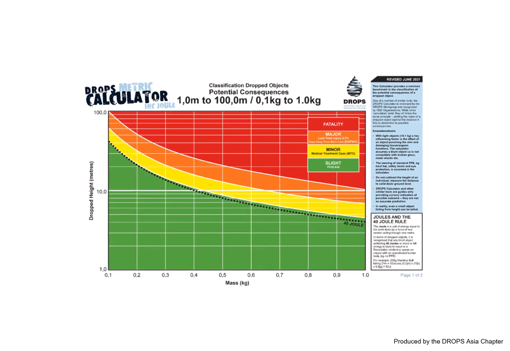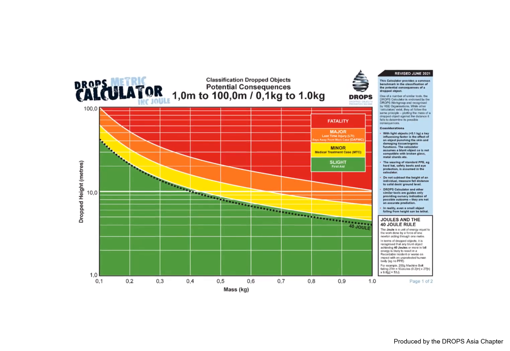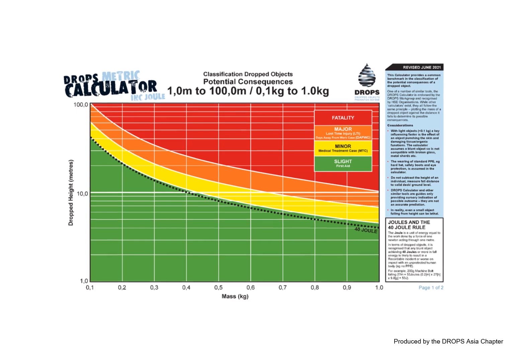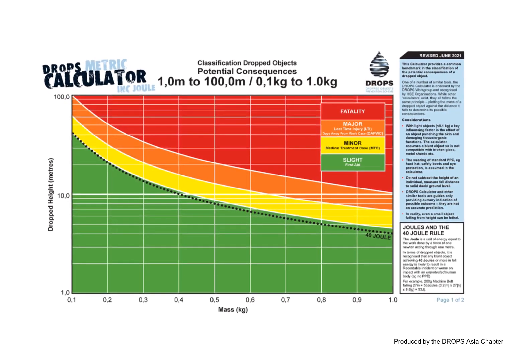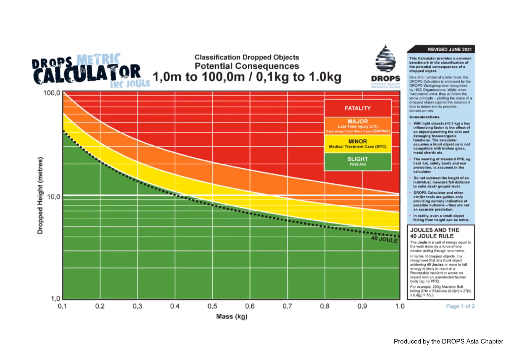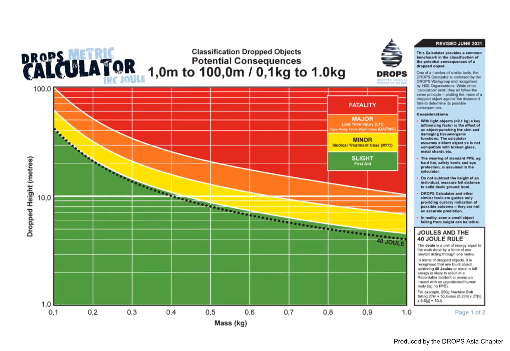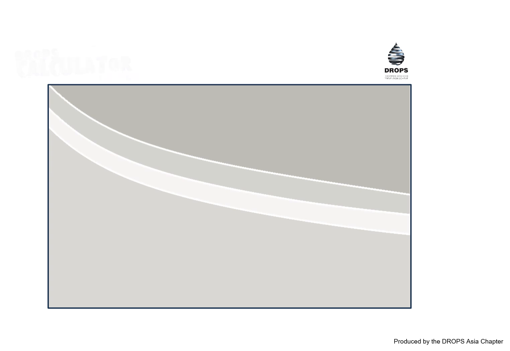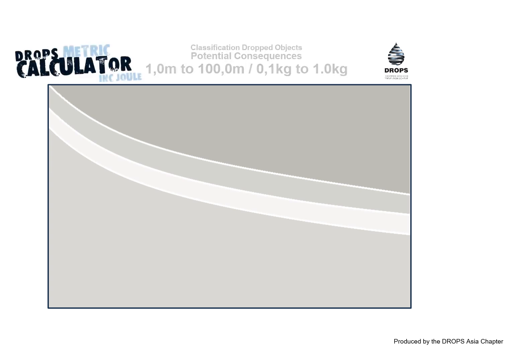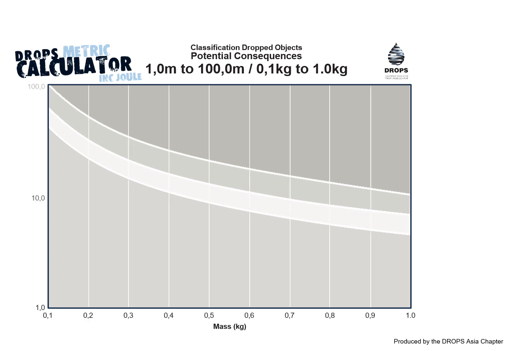Welcome to this tutorial on using the Drops Metric Calculator, a tool designed to assess the potential consequences of a dropped object in the workplace. Whether you're working at height or managing safety on site, this calculator helps determine the severity of a potential incident. The Drops Metric Calculator provides a common benchmark for classifying the potential consequences of dropped objects. It factors in two main variables: the mass of the object and the height from which it falls.